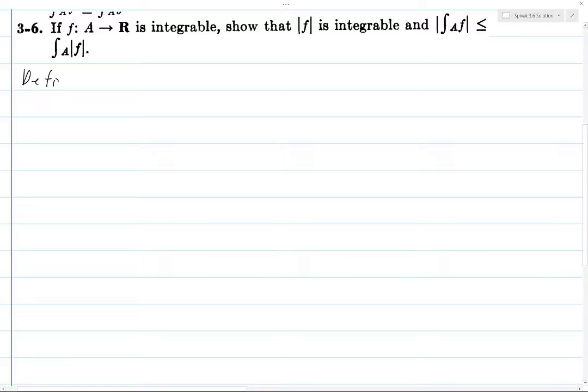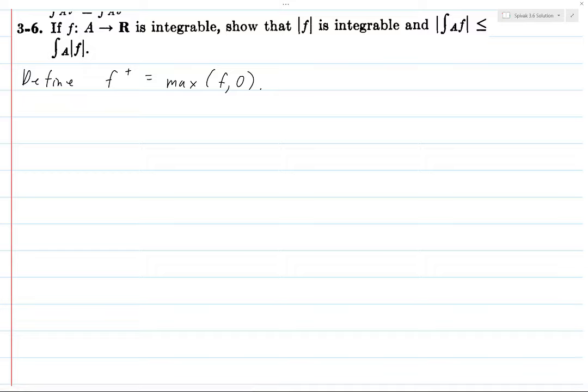we're going to start by defining this new function, f plus, and this is going to be the maximum of f and 0. This might not be the way that you have to prove this exercise, but this is a standard way to say things about absolute values of functions: define this function f plus, and then later on we'll define another function f minus, and we'll use f plus and f minus to define the absolute value.